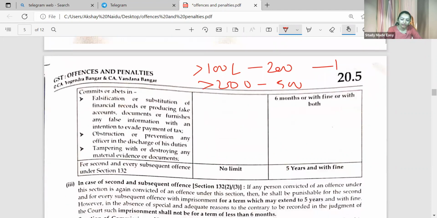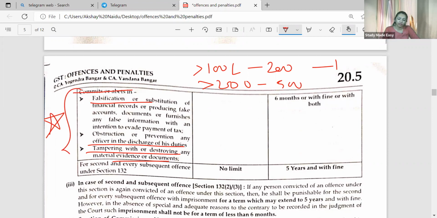मैम, if you commit or abet, if you help someone or you commit कि I will do this thing, so if you falsify or substitute financial records, records में हेरफेर you are doing, if you are doing something in information, or you prevent a person from discharging the duty. Remember section 122 में, duties to the officer discharge नहीं करने दे रहे, or you tamper or destroy evidence. This is again important.